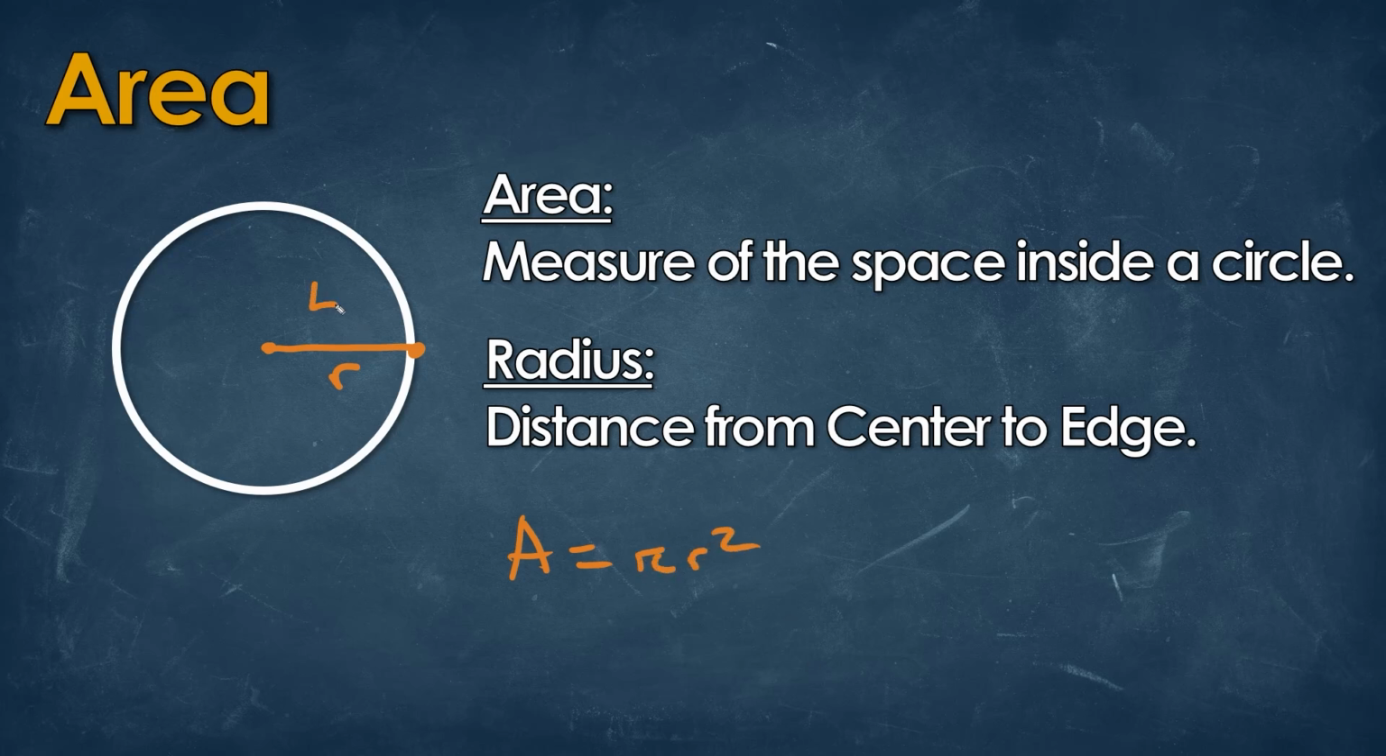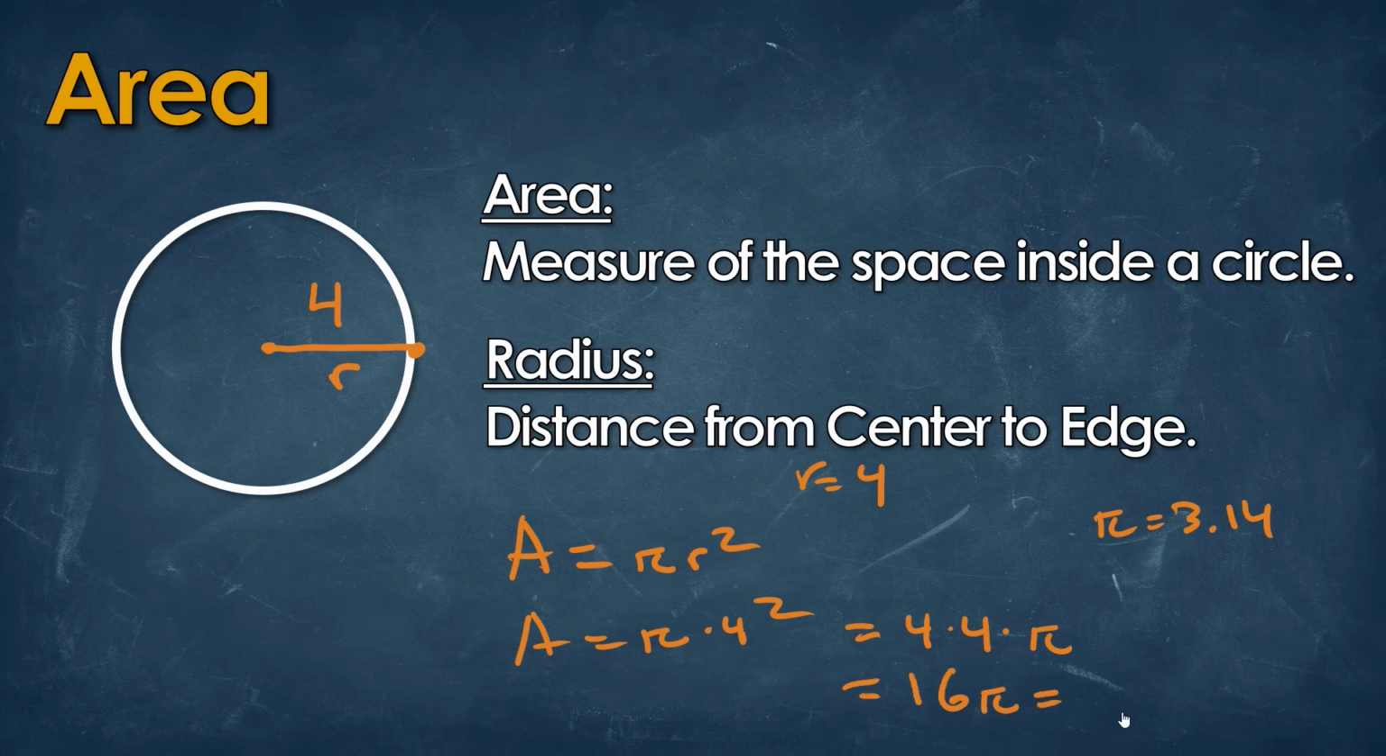So say for instance we have a radius that is equal to 4. If we wanted to figure out the area, we would take the area, which is equal to pi times 4 squared. Now remember, 4 squared is the same thing as 4 times 4, and then we have that pi. And remember, pi is equal to 3.14. Multiplying that out, we would have 16 pi. And if we multiply 16 times 3.14, we get an answer of 50.24.